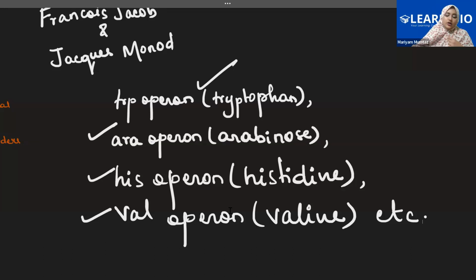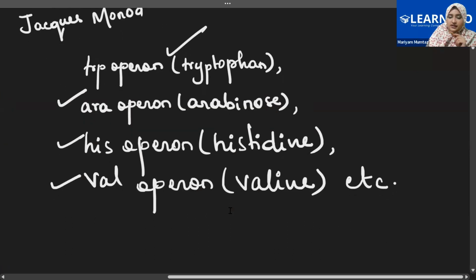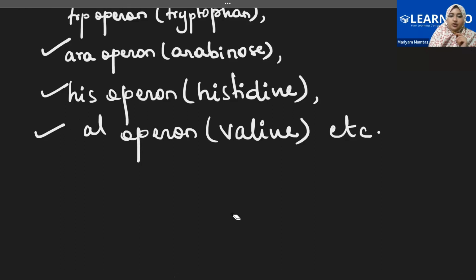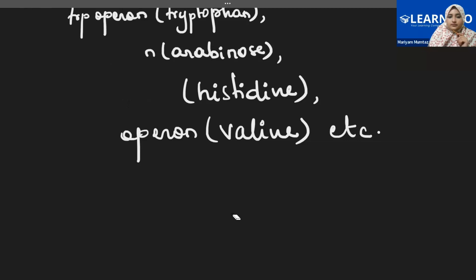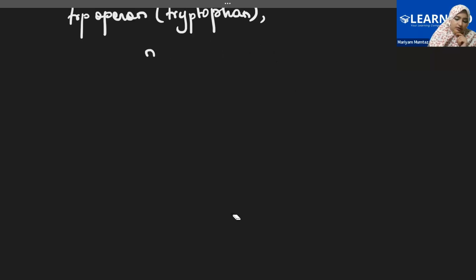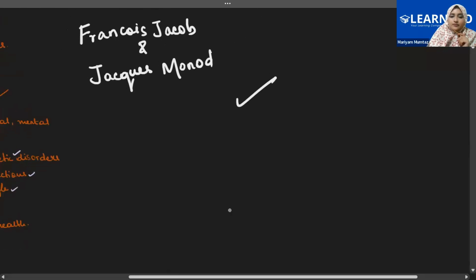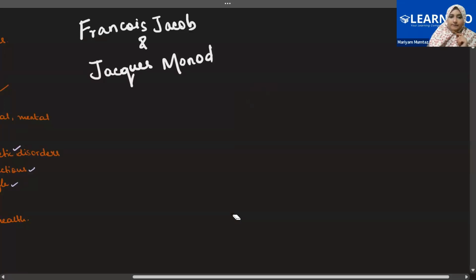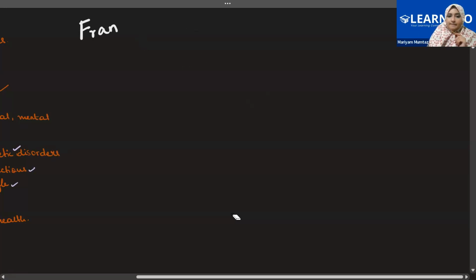All right. Now we wrote so many different kinds of genes, right? We wrote about regulator gene, operator gene, and everything. So now we're going to talk about each of those genes. First you write down regulator gene. Put a dash, then you write about it. Tell me once you're done.